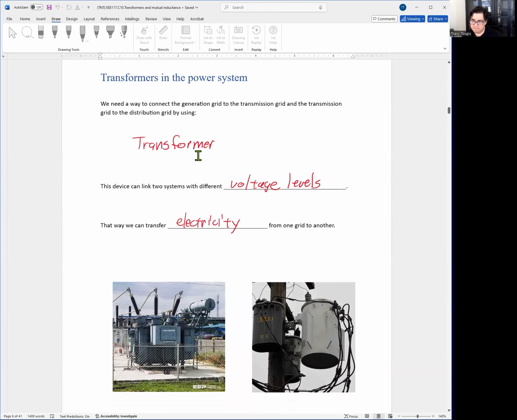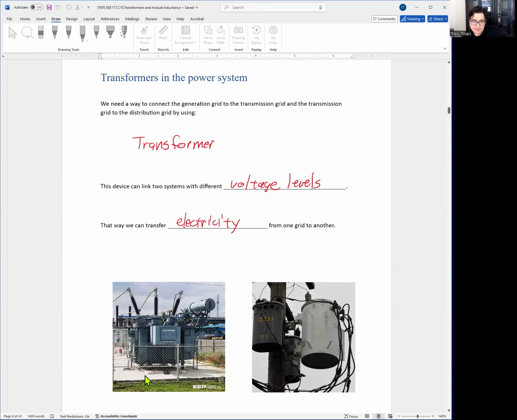This device was invented about 100-something years ago. Very, very efficient. We've been using the same thing ever since, right? This is actually one of Faraday's first inventions and contributions to the electrical engineering community, right? So this device can link two different voltage levels together without blowing things up. That way, we can transfer electricity from one grid to another seamlessly, right?